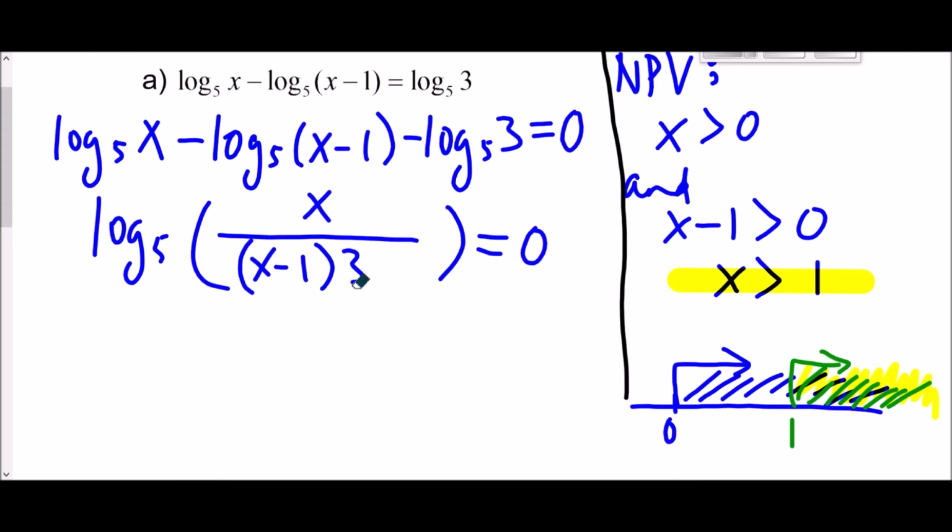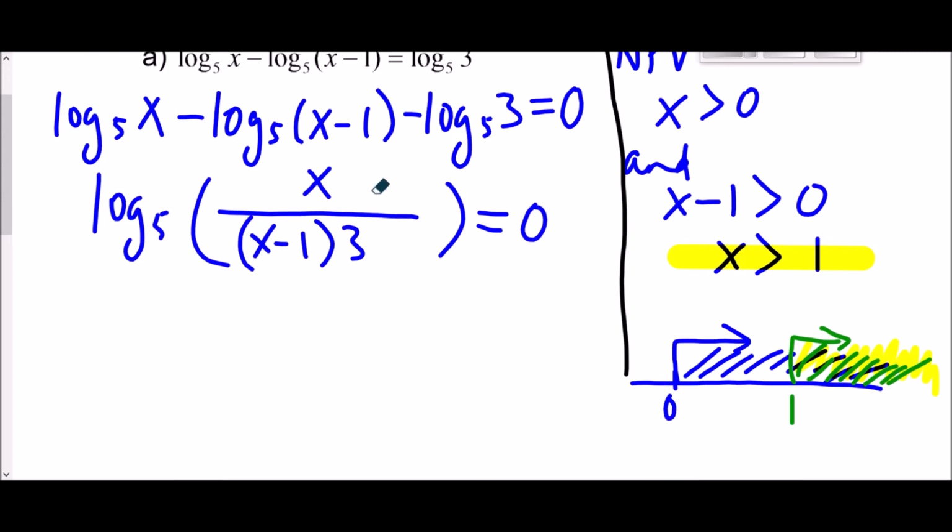Alright, so now what we need to do is to get rid of the log so that we can solve for x. How? So move the base of the log to the other side, and then the log on this side would be gone, so you end up with x over x minus 1 times 3, and then the other side is 5 as the base for the exponent raised to the power of 0.